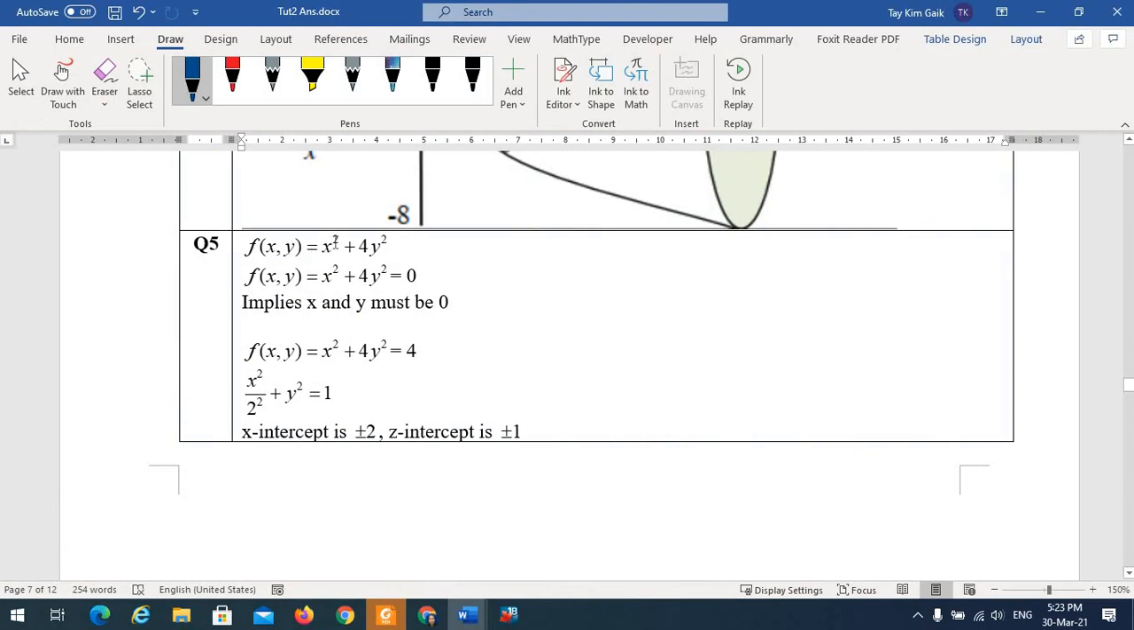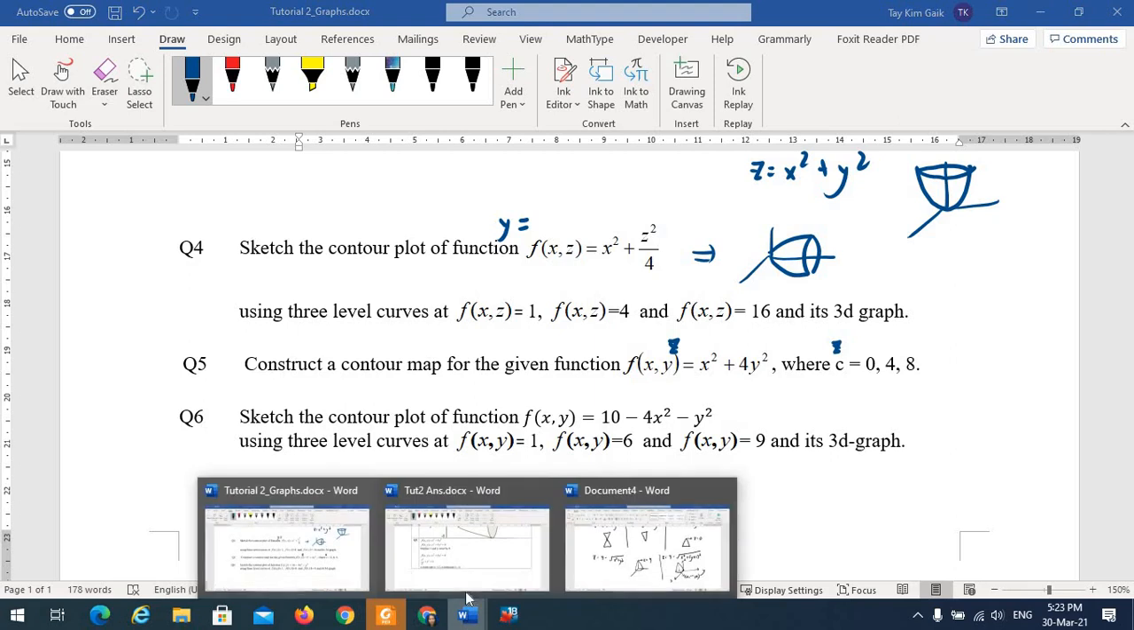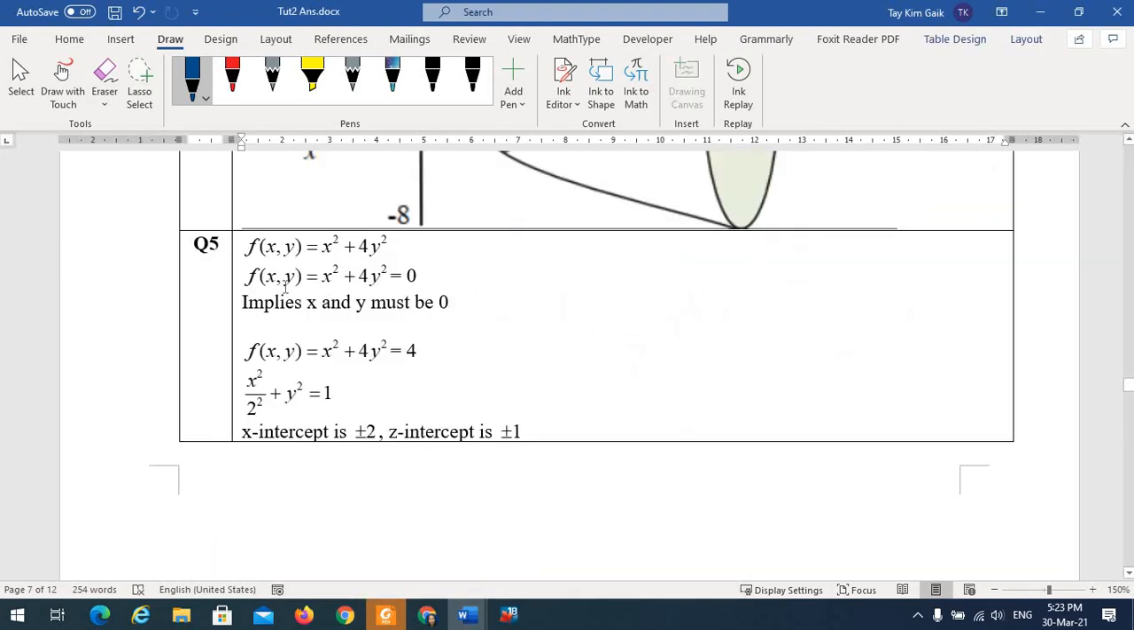f(x,y) equals x squared plus 4y squared. So first of all, let equal c. Actually it's the same thing. Level curve is actually where we plot f(x,y) equal to a c value, actually c is equal to z, or equal to your f. C is 0, 4, 8. So let's say f equal to 0.